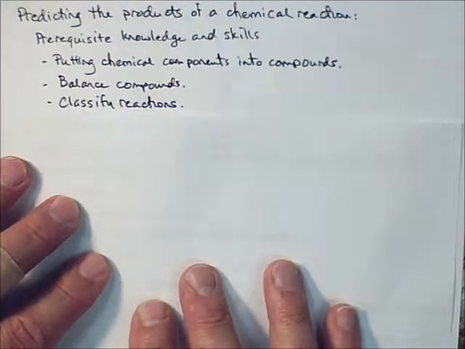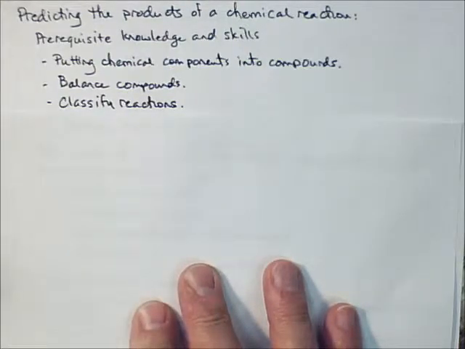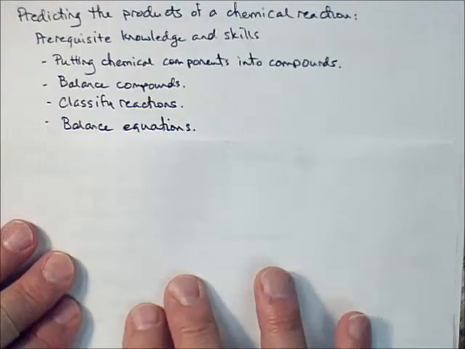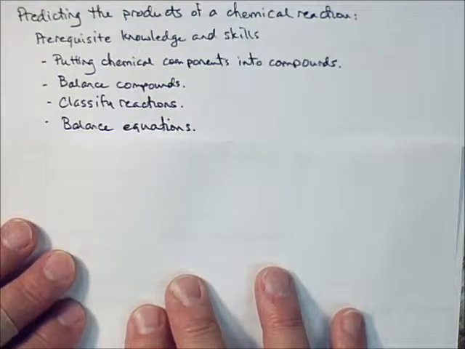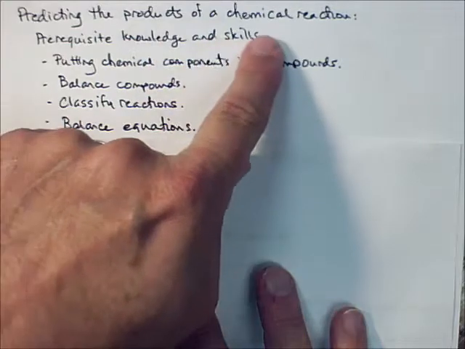We need to know how to classify reactions. We learned to do that already in this unit. There are only going to be 4 of these we have to deal with in this section of this unit, but in this unit we've already learned to classify 6 kinds of reactions. And then we have to be able to balance equations. Those are things we've already learned. We're going to be applying them in the process of predicting the products of chemical reactions.